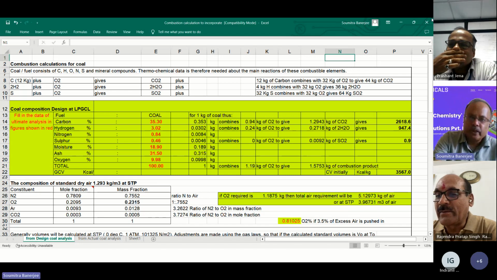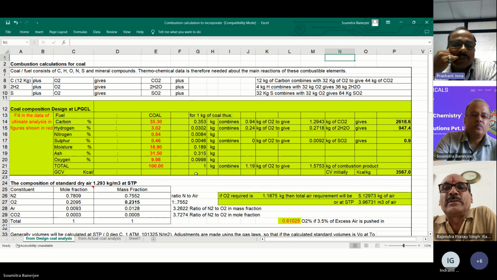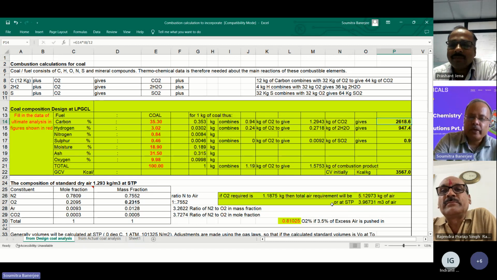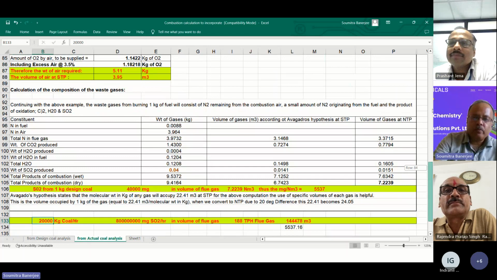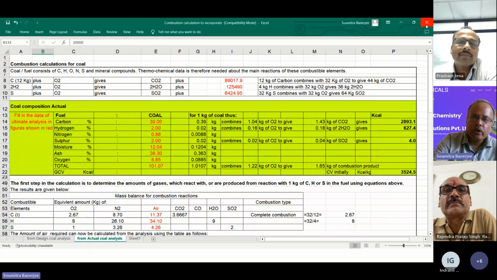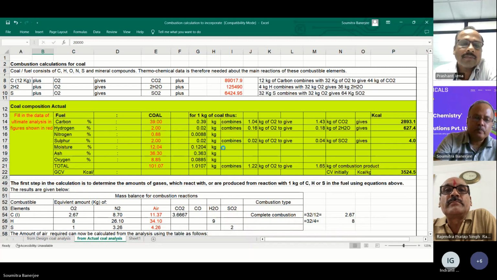So should I close this Excel sheet? Was it difficult to understand? That's okay. So you can calculate the kilocalories from here. You change this and you can calculate the kilocalories here. Right, sir? Yes. Okay. Now we'll go into the effects of these parameters.